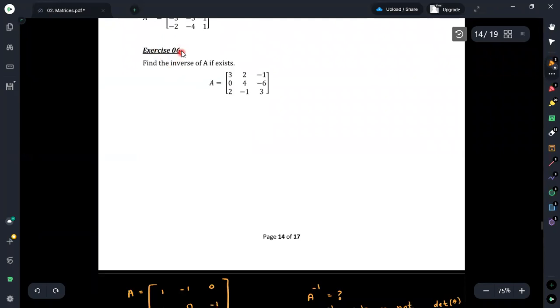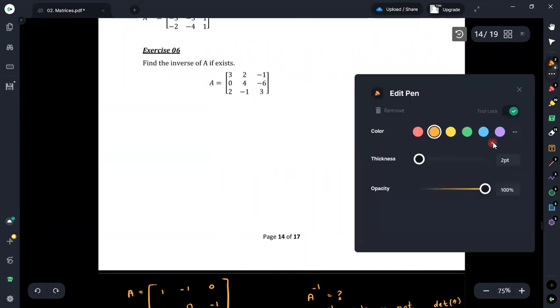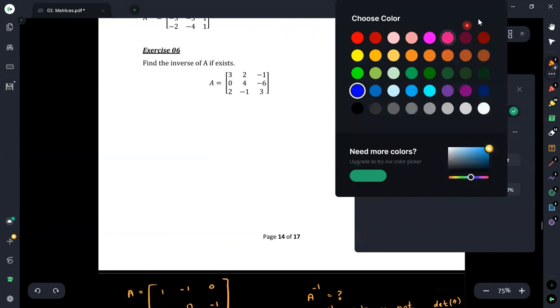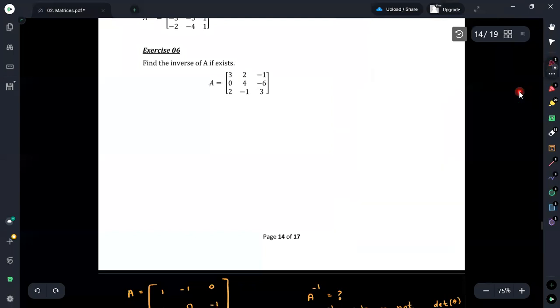This is another exercise I have given, and you can try it yourselves to calculate the inverse for this matrix, if it exists. If I write down the calculation steps, first we need to check whether A inverse exists or not. That is the first thing we need to check.